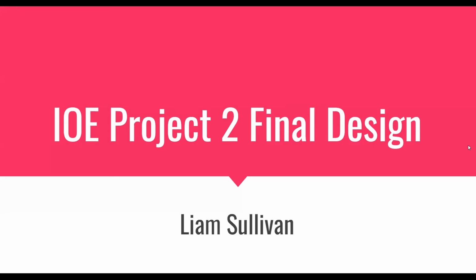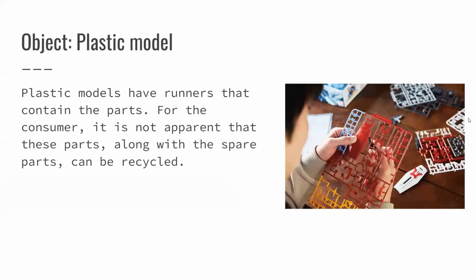This is my final design for project 2. I will be continuing to use my plastic model example for the first assignment of the project. So the plastic model in its package form is surrounded by runners that keep the different parts together, and users take the parts off these runners and dispose of them, and this creates a lot of waste that can be recycled.